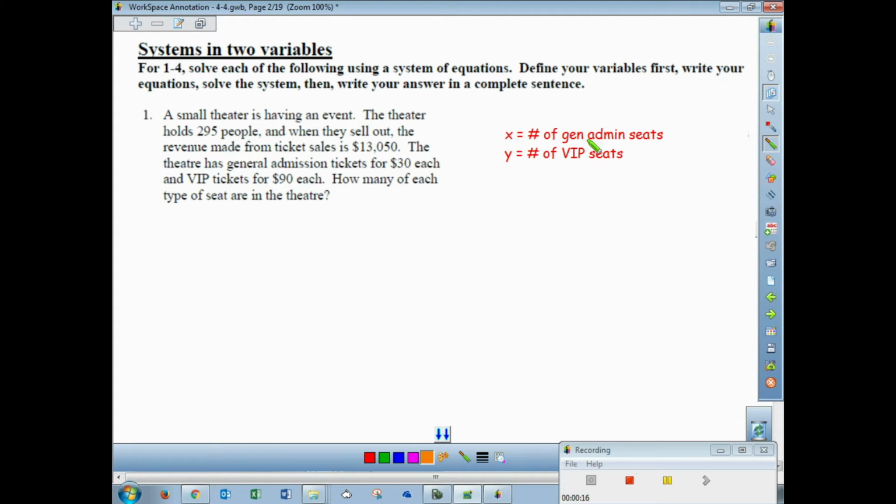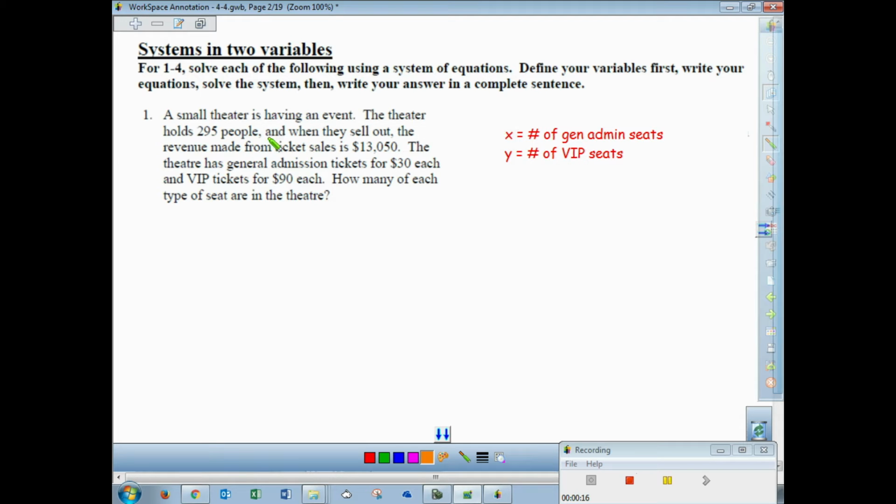Don't just let x equal general admission seats and y equal VIP seats. It's the number of. So we're going to be accurate this go around. So x is the number of general admission seats, and y is the number of VIP seats. And you can always pause the video if I'm moving a little too fast for you.